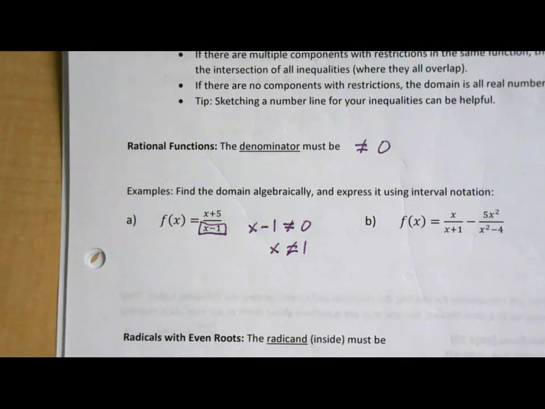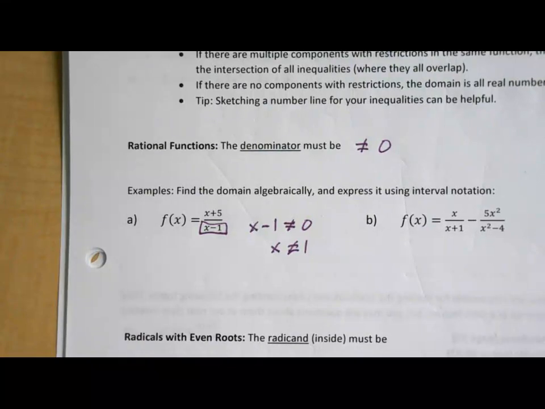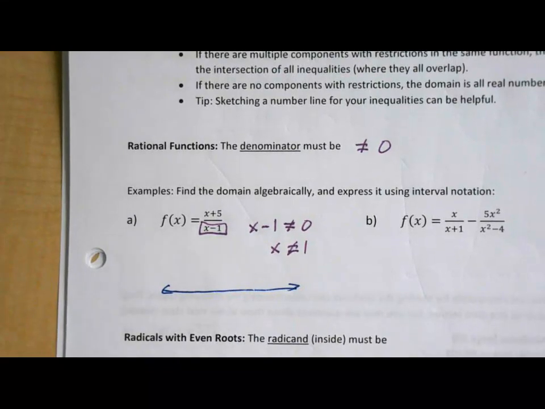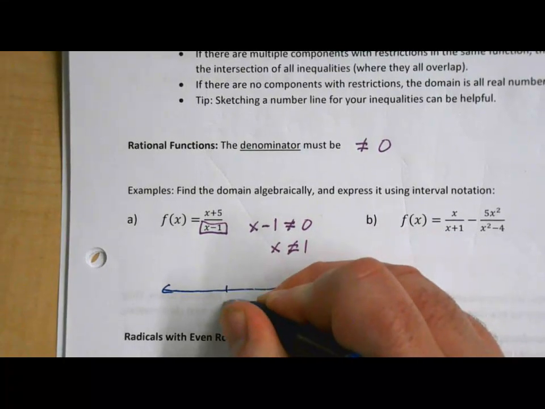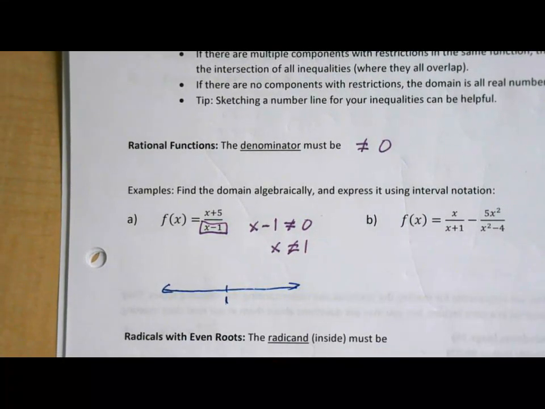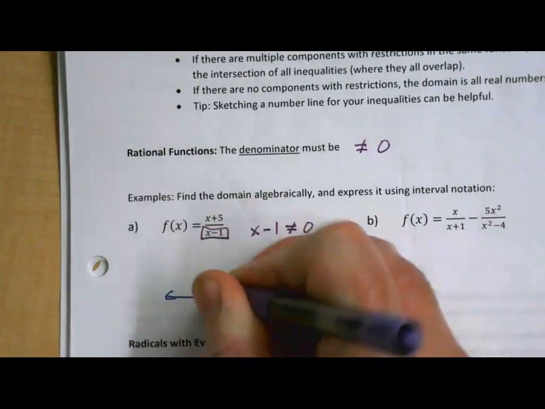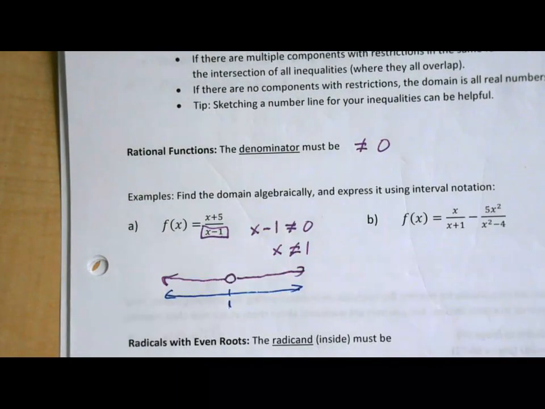Let's go ahead and write this domain in interval notation. This part's not required, but it's really helpful to me. I like to make a number line, and I'm going to put any of the important numbers on the number line. The only one that's really important for this problem is 1. And how do I graph x not equal to 1? Well, really that means everything except for 1. That's my domain.